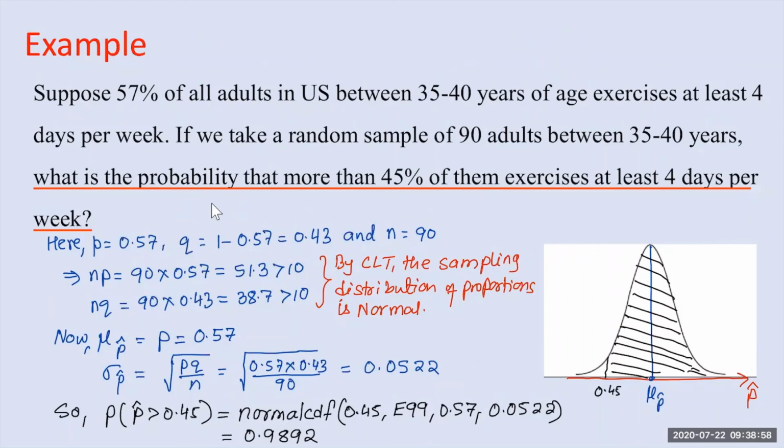So the probability that more than 45% of them exercise at least 4 days per week is 0.9892. So it's like 98% of the time, you'll see that they exercise at least 4 days per week. So that is the end of this example.